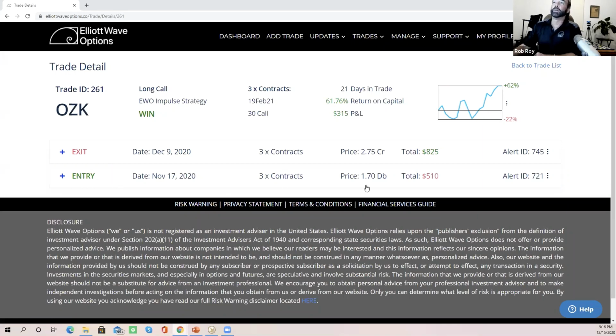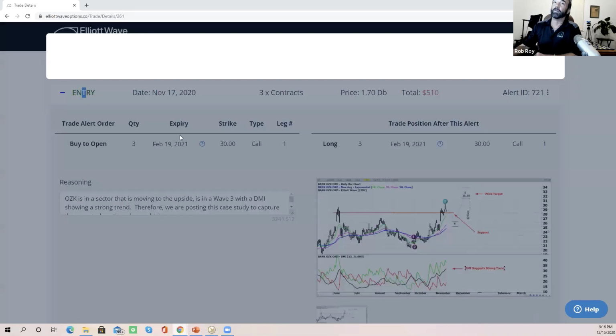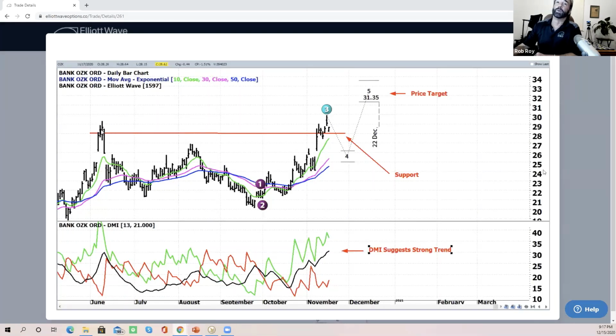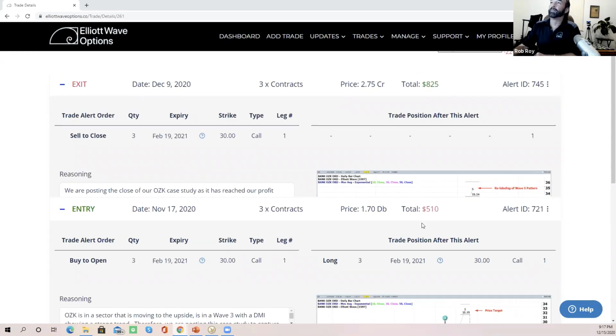So here was our entry back on the 17th, and this is the chart pattern. You can see that we had broken above those recent highs from back in June. All the consolidation on that support level. We came down, we tested it. The DMI suggested that that support level is going to hold, and we're going to march up to that 31 level. Well, we did. We moved right up to that level.